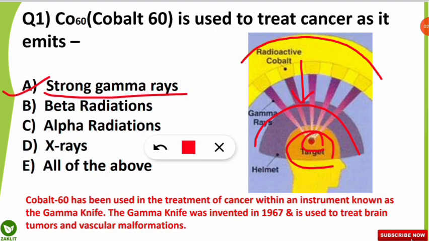That's why it is called the gamma knife, and it has been used in the treatment of cancer since long with an instrument known as the gamma knife. It was invented in the year 1967 to treat brain tumors and vascular malformations, that is the cancer cells and all. So let's move to the second question.